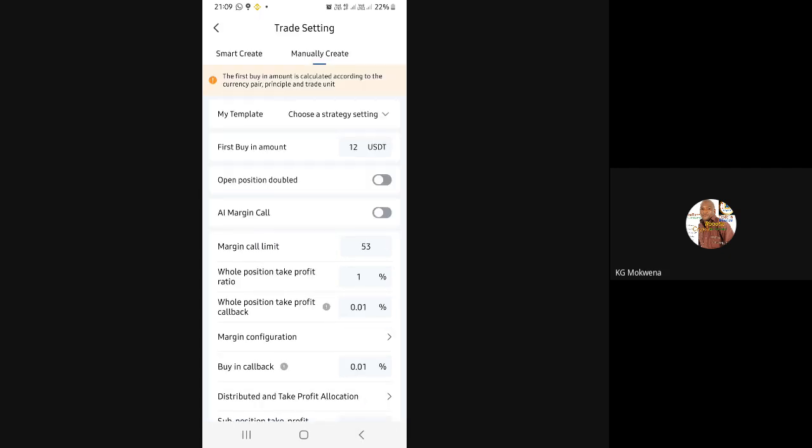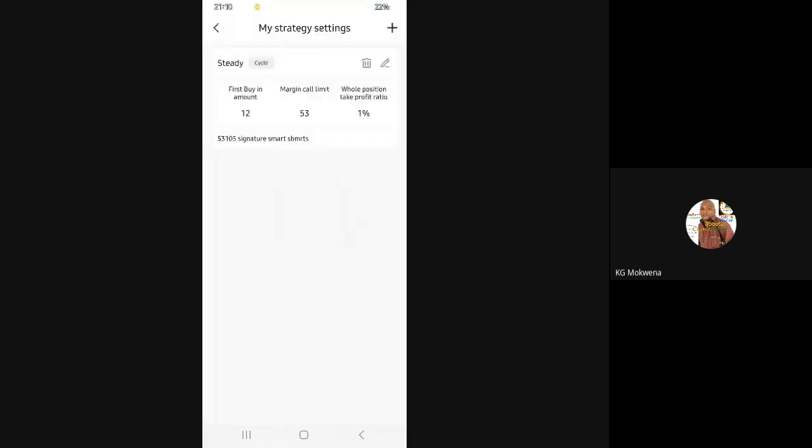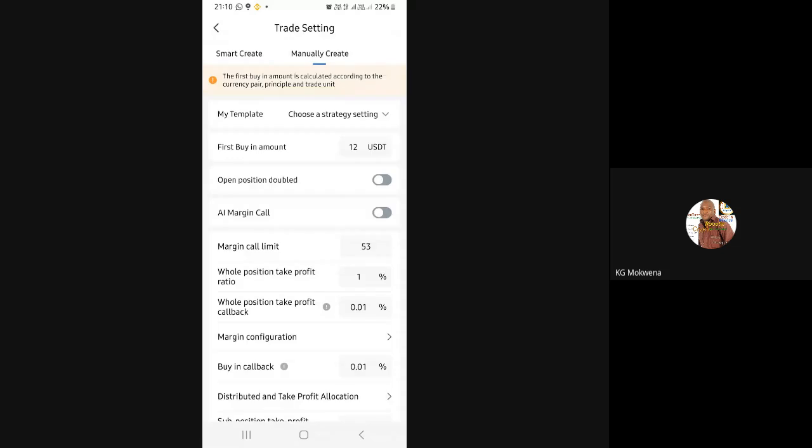And then we go to my template, that is choose a strategy setting, drop down arrow there. It will take us straight, just above first buying amount. So now he will click on the pencil there, and we go straight to the call that we want, call number 11, under margin configuration.